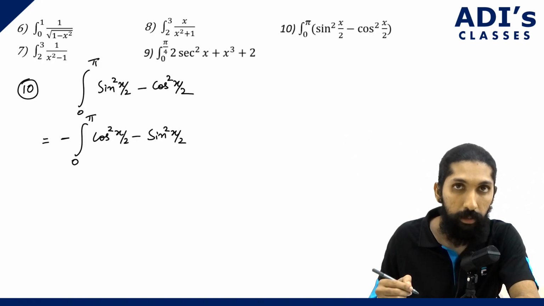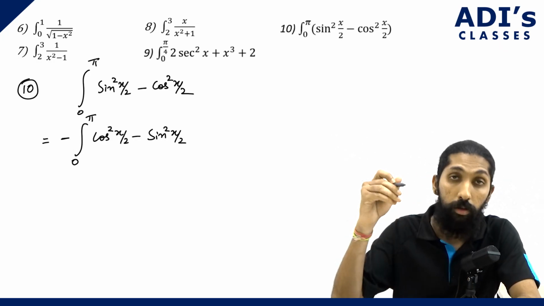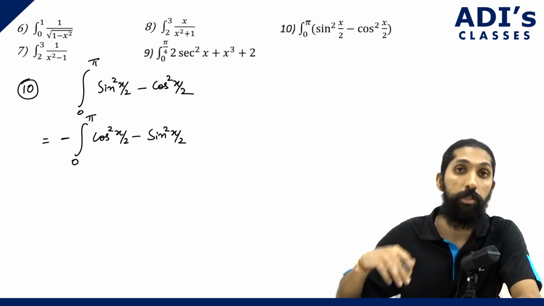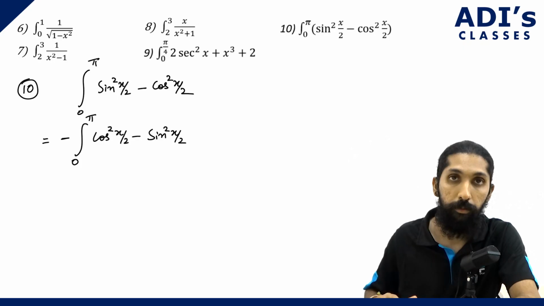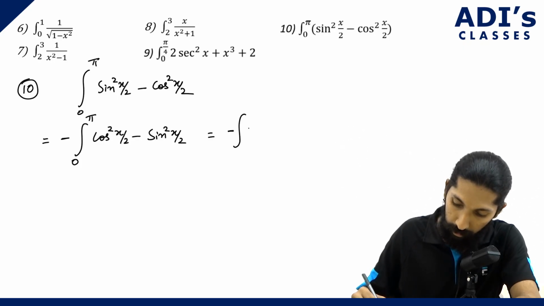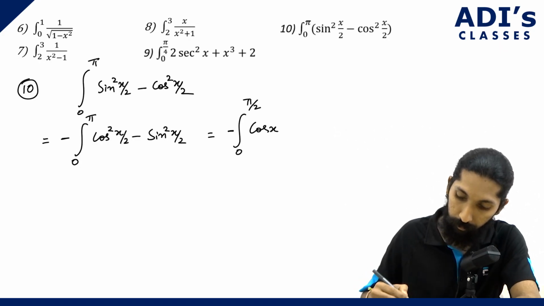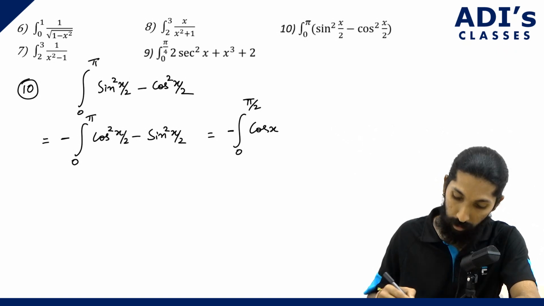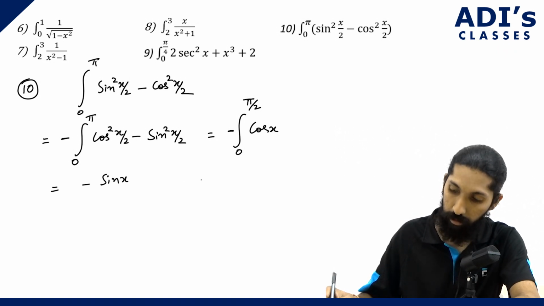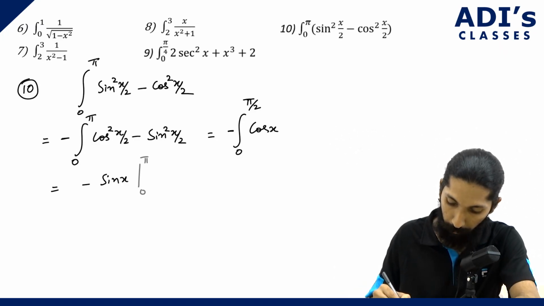Now, isn't it cos x? Remember cos 2 theta is cos square theta minus sine square theta. It's in the same form, cos square x by 2 minus sine square x by 2. So this is going to become the integral of minus cos x from 0 to pi by 2. Correct? So this is going to be minus sin x. What are the limits? 0 to pi by 2.